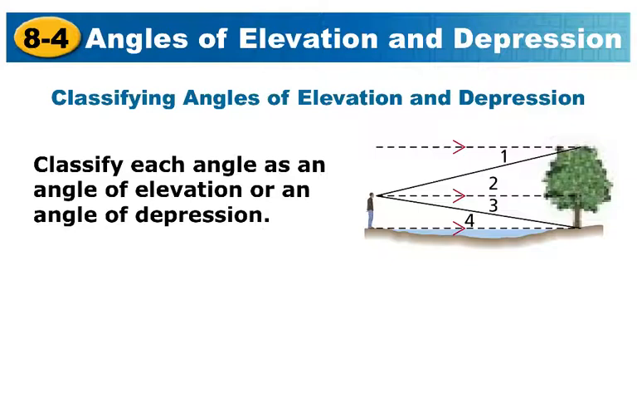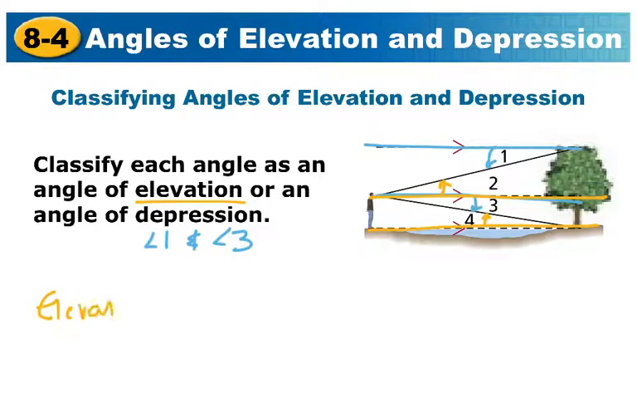Alright, so we're going to go ahead and classify each of these. Again, angle of depression is looking at the horizon but then down. So the only ones that are going across at the horizon and then down are angle 1 and angle 2. Angle 3. And then if we're going from the horizon parallel line up, that's your angle of elevation. So angle of elevation is angle 2 and angle 4.